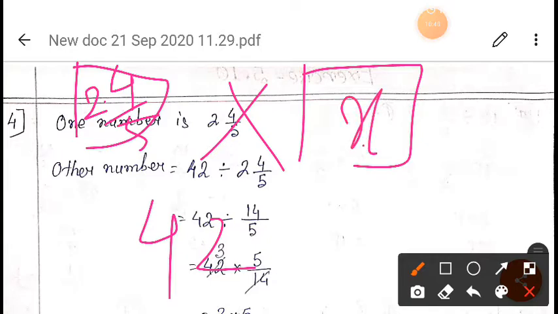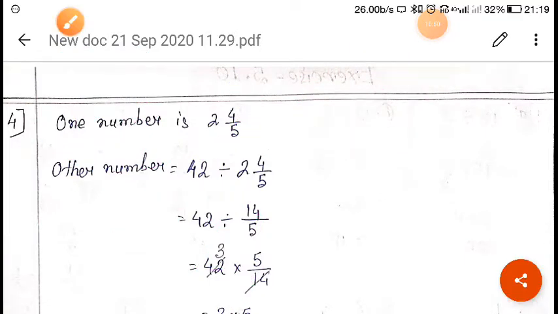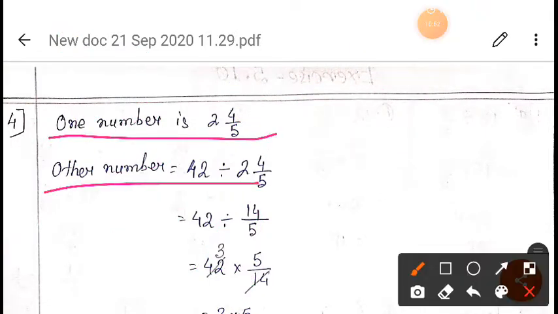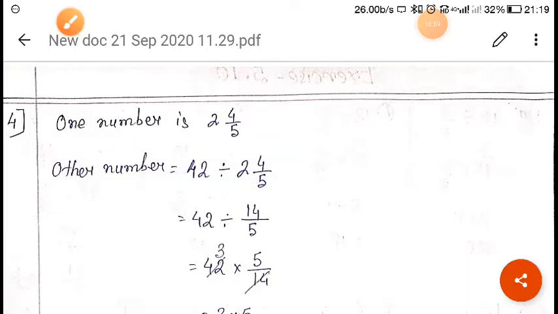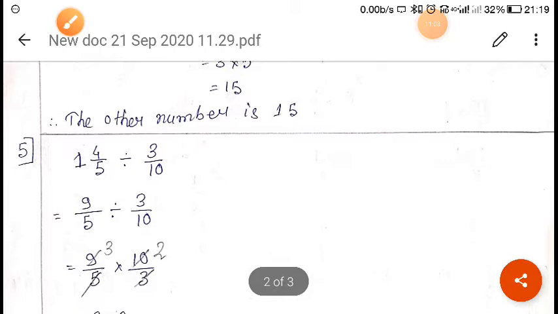So what we will do, we will just divide this one by this, and we will get this. As you can see here, one number is given, the other number is found just by dividing by this. 42 divided by 2, 4 by 5. So we will get the other number here, as you can see here, 15, right?